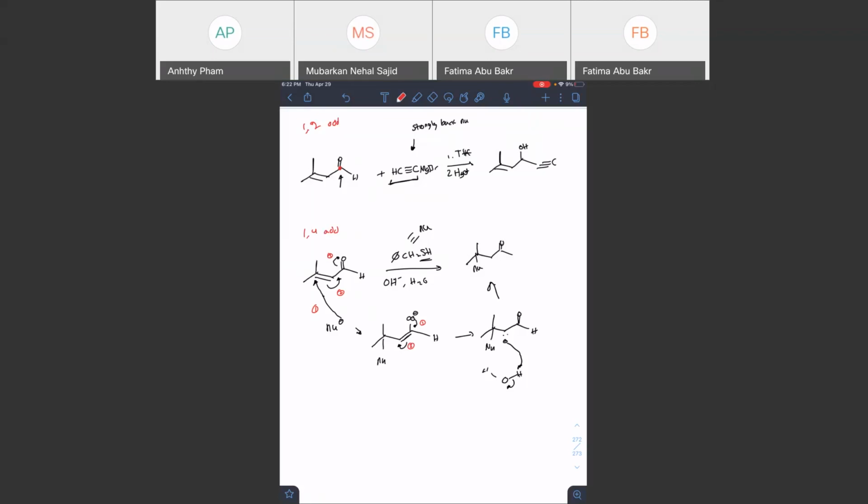In the 1,2 addition, it got attached right onto the carbonyl. In the 1,4 addition, it rearranged and got attached onto the alpha position, even though there was a double bond there.